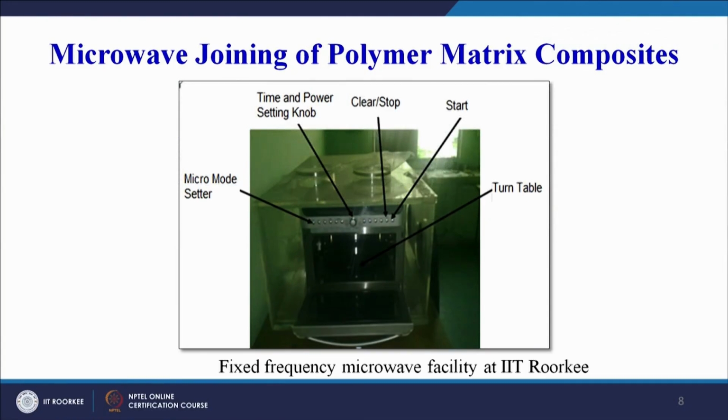Now just from the practical point of view, the microwave joining of polymer matrix composite. This is a microwave facility available at IIT Roorkee. We have a mode setter here on the screen, then there is a timer and power setting knob. As I have told you, in our domestic microwave ovens usually we can set the time also, but in industrial scale microwave ovens there is a flexibility, versatility that we can change the power setting also, we can change the time setting also, and then there is a turntable inside on which we can put our adherents and make a joint.